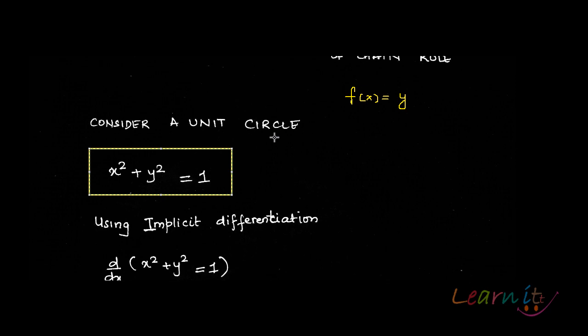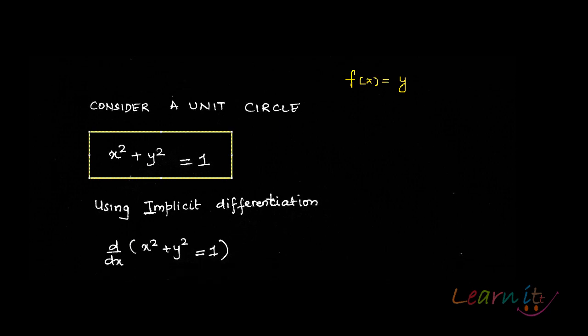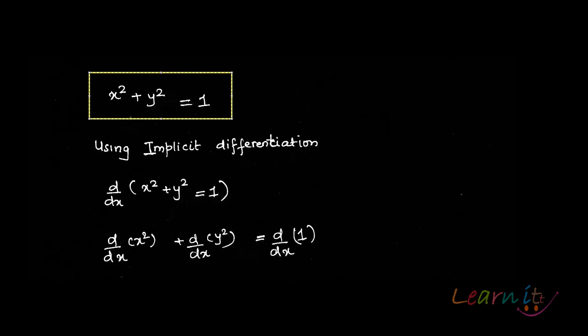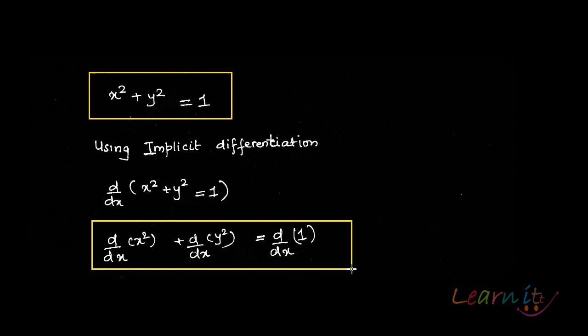I can just simply, with respect to x, take d by dx of this equation, right? Separating all the parts, what I get is d by dx of x square plus d by dx of y square equals d by dx of 1, right? And as a result, what will it give me? It will give me 2x for d by dx of x square. It will give me 2y into dy by dx, which will equal 0, because d by dx of 1 will be 0.